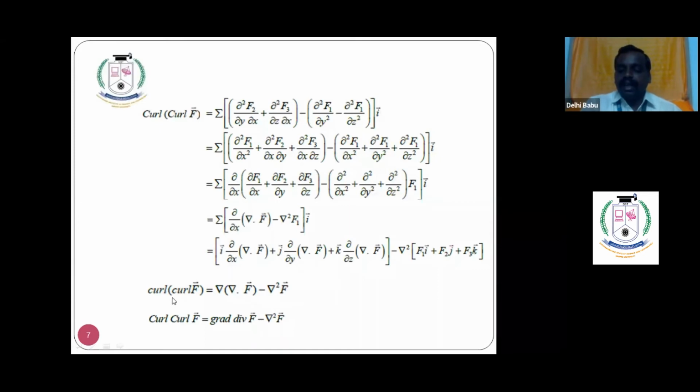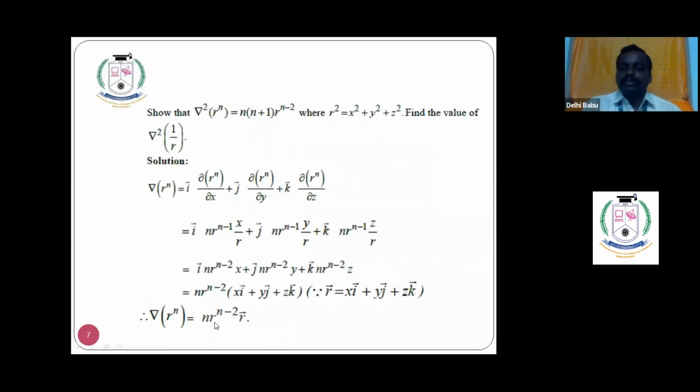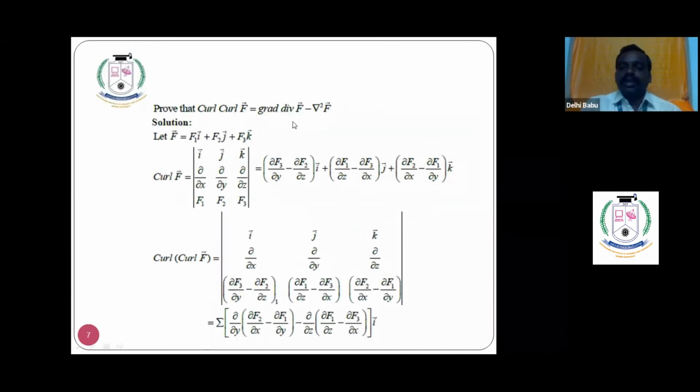Hence curl of curl f vector is equal to del of, which is gradient, del dot f vector, that is divergence f vector, minus del square f vector. That is our required aim to prove. This is our required aim to prove.